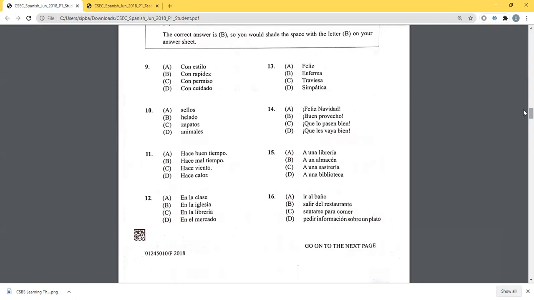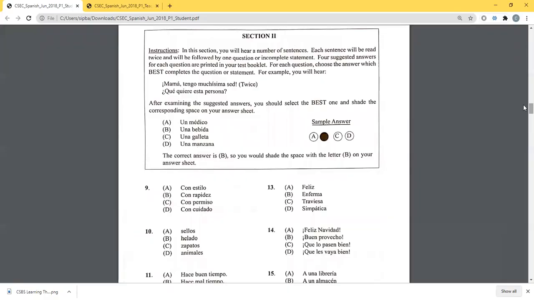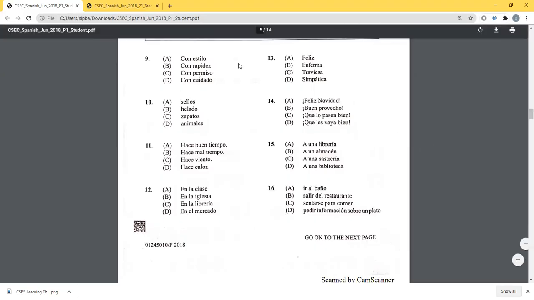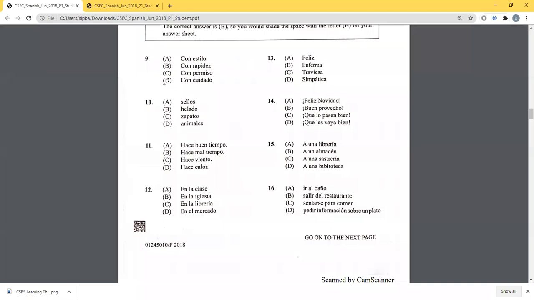All right. So just like in the example, mamá, tengo muchísima sed. ¿Qué quiere esta persona? And you answer. Bueno. So let's continue. Number 9. Llueve mucho y no veo bien la carretera. ¿Cómo debe conducir el chofer? Right? So this is actually going to be D. Con cuidado.